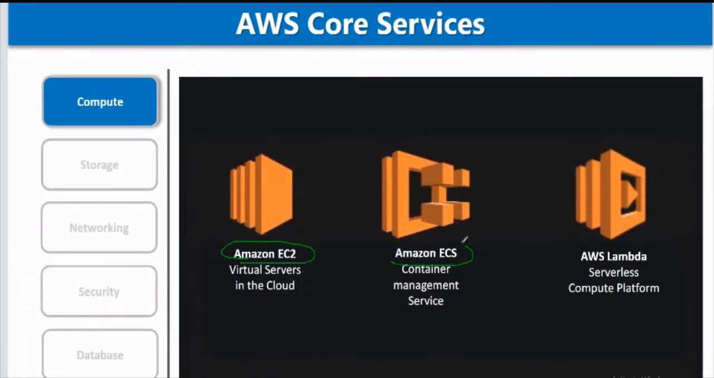ECS is basically Elastic Container Service, which is used to manage multiple Docker containers when we deploy them. And then we have Lambda. So Lambda is a serverless computing platform. For example, let's suppose we have written a simple code in Python, or a small code in Node.js, and now we need to test this code, correct? So there are two options here.